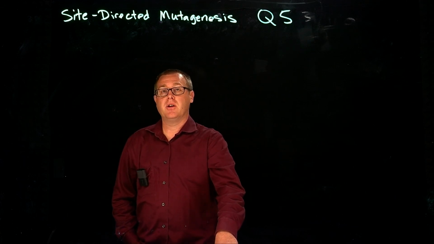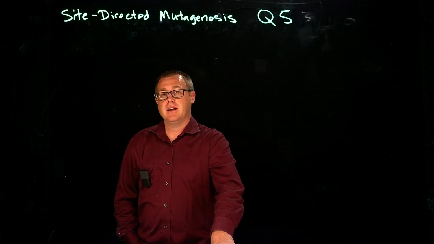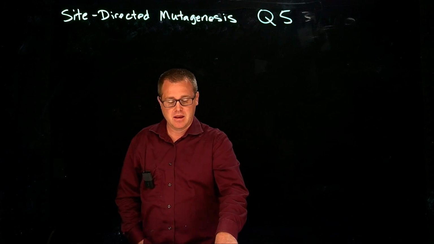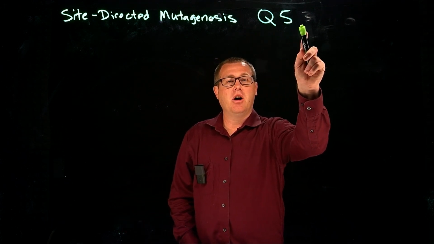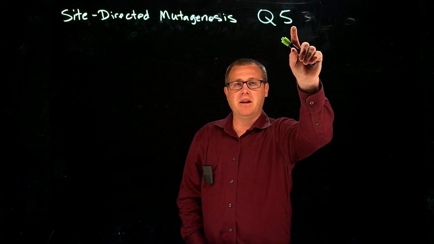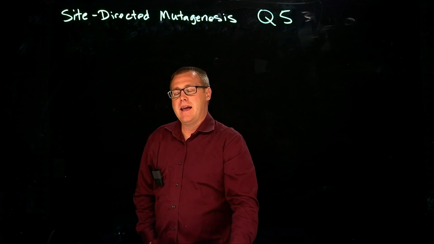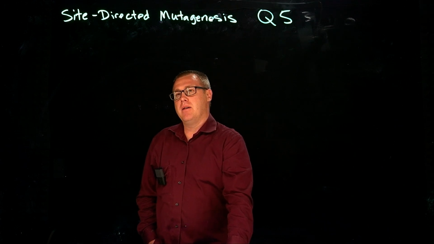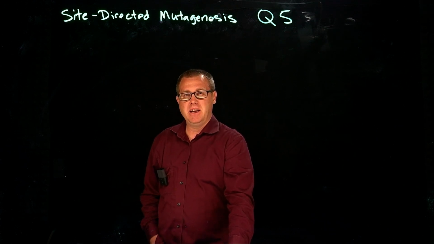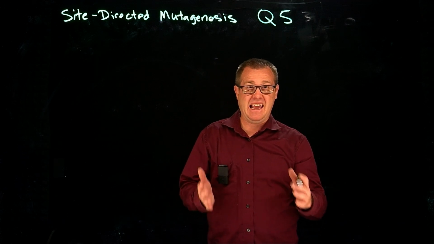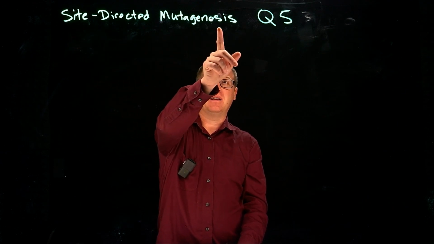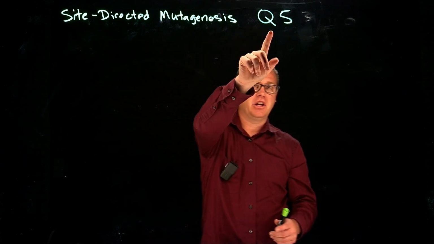So in this video, I want to talk about a biochemical technique called site-directed mutagenesis. We call this experiment also a Q5. And the Q5 is just the name from the company who sells you the kit and all the reagents necessary to do a site-directed mutagenesis. They call it a Q5.